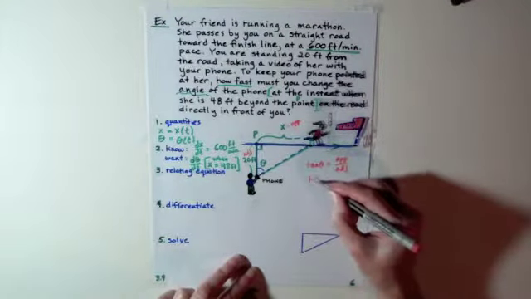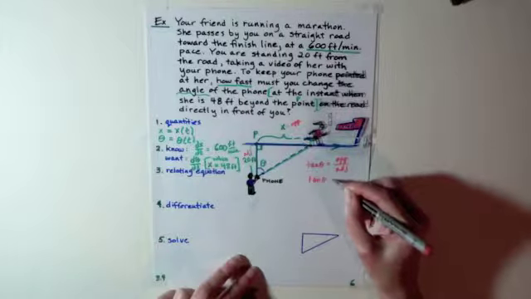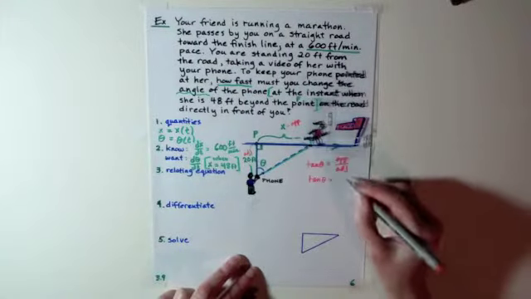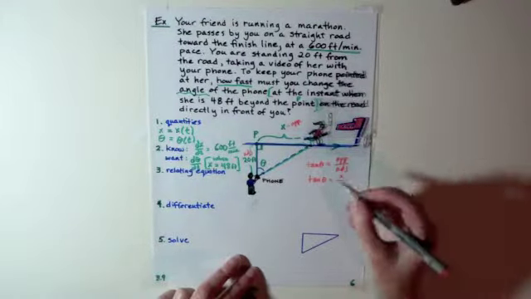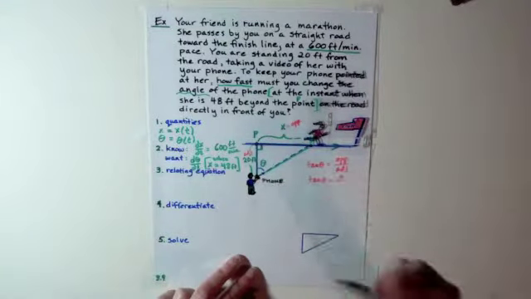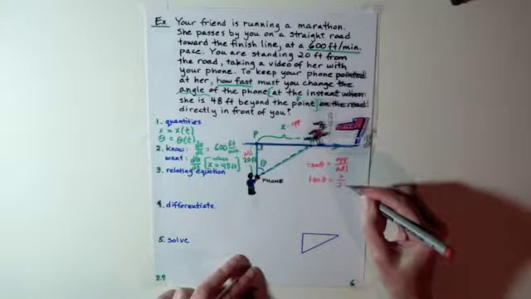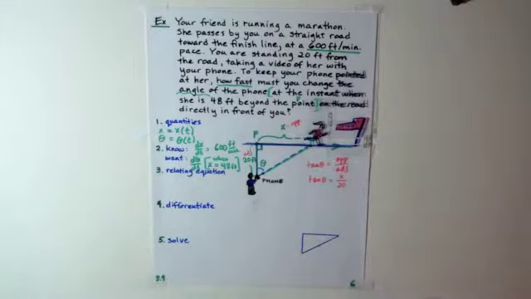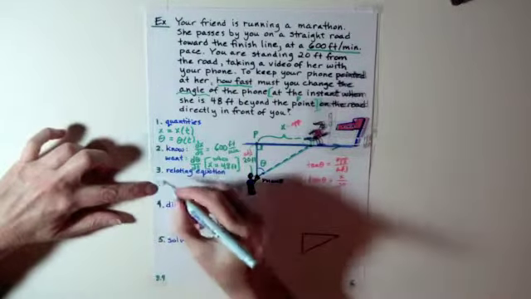So what would we have here? We would have tangent theta is equal to, well, the opposite side is what we're calling x, and the adjacent side is fixed, it's a constant, it's always equal to 20. So tangent of theta is equal to x over 20, and that's our relating equation in this case. Let me go ahead and write that down.